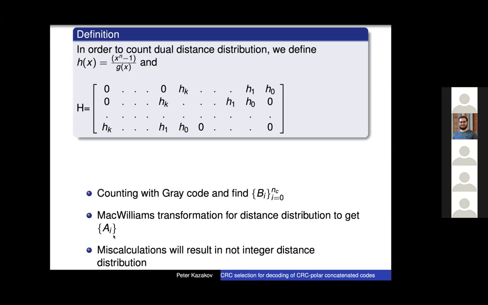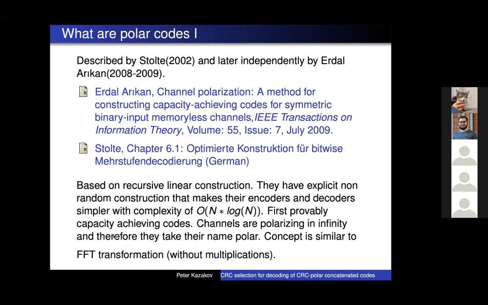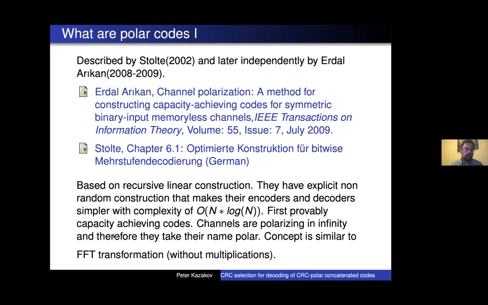Let's continue with the polar codes. Actually, the polar codes are quite a good area to experiment with different CRC codes. They were described by Stadt in 2002 and later independently by Arikan. Actually, the paper of Stadt was in German and it went highly unnoticed at that time. And Arikan is really the one that popularized the polar codes.